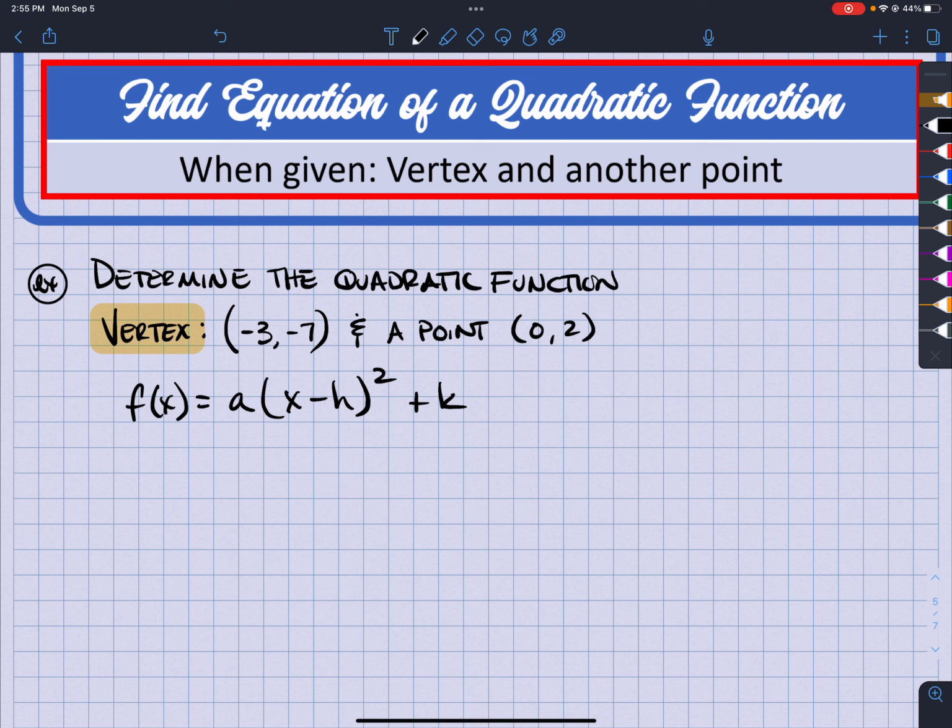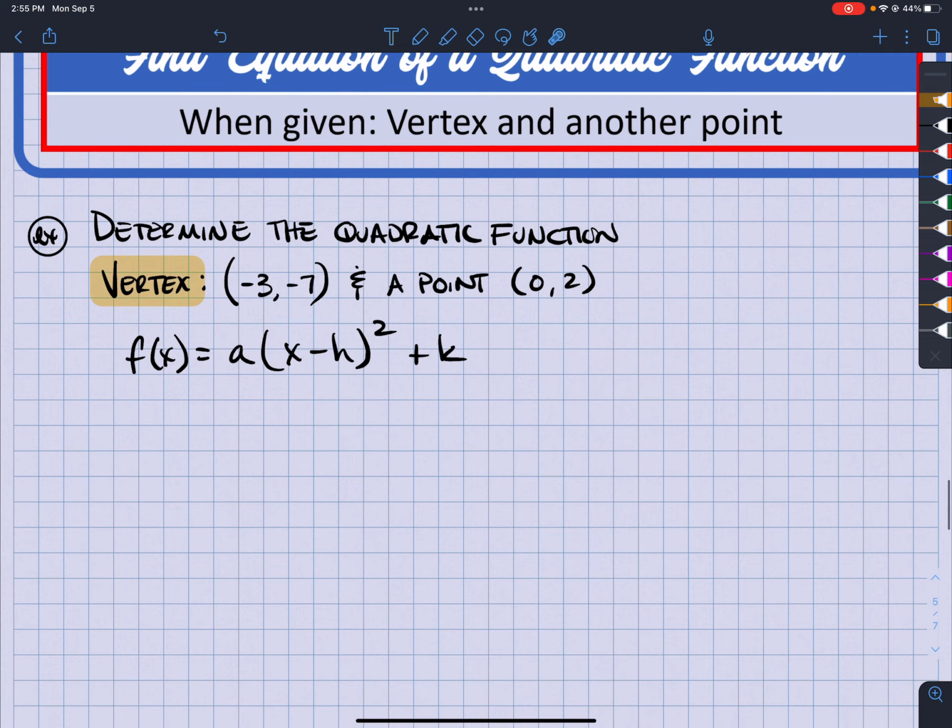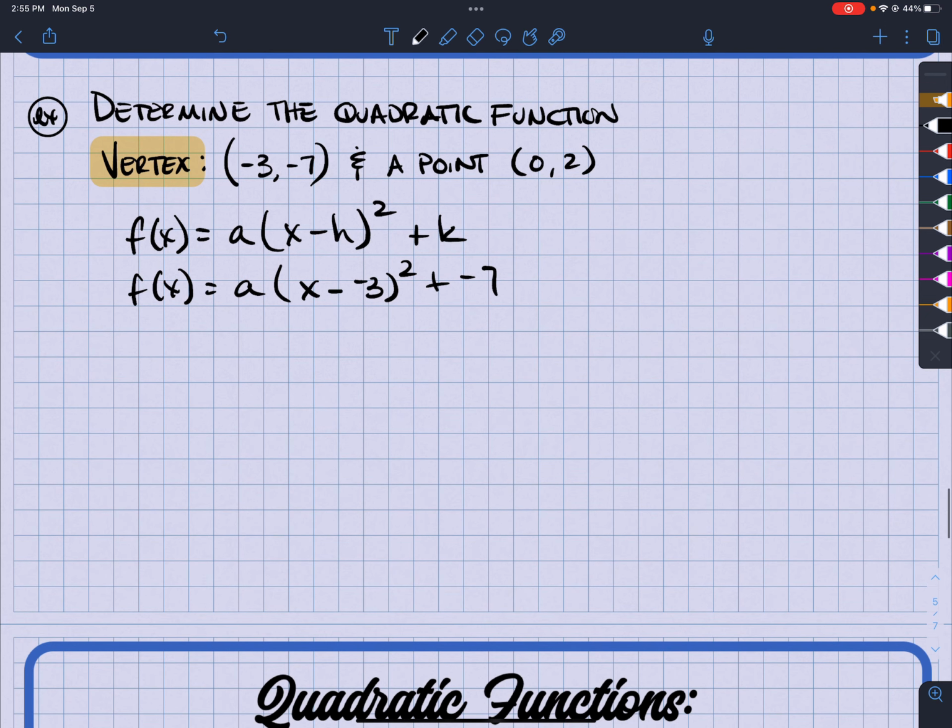So let's go ahead and plug in this vertex right in here, right? So great. So f of x is equal to a times x minus a negative 3 squared plus a negative 7. So what is that going to give me?